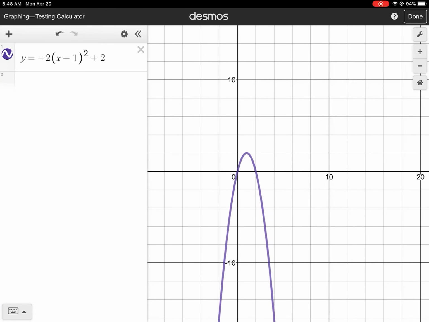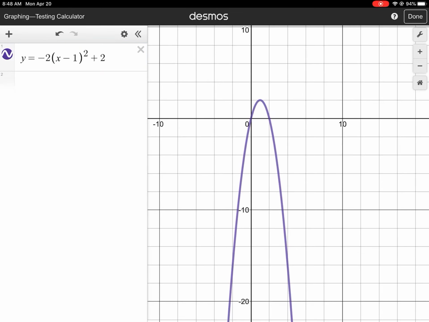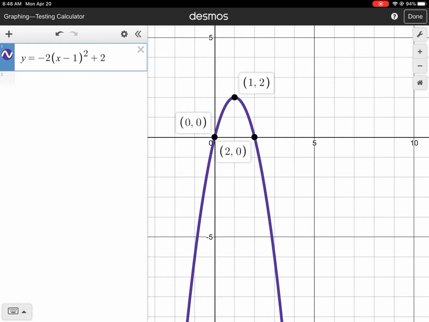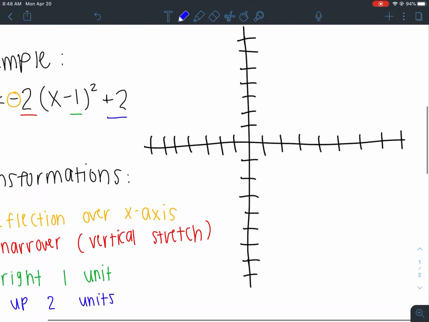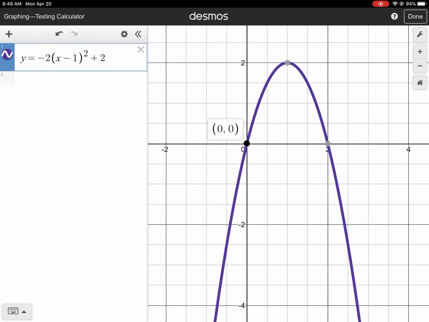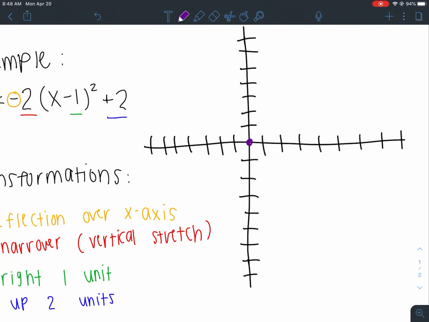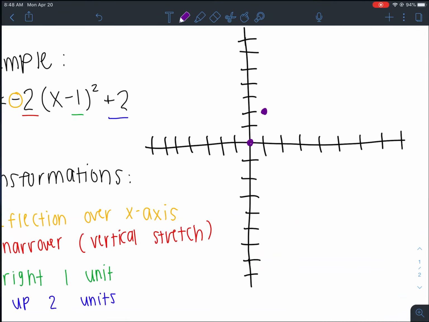When I type this into Desmos, I have y equals -2(x - 1) squared + 2. Desmos, if I tap on the graph, it gives me some gray points. Now those gray points are important for me to graph, so I'm going to go ahead and graph those. So I have the point 0, 0. Let's go ahead and graph that one. Okay. The next important point I see is 1, 2. So x, you go to the right one and then up 2, so x direction and then the y direction. And then the last point it gives me is the point 2, 0.